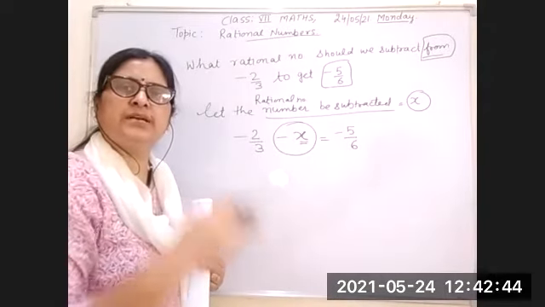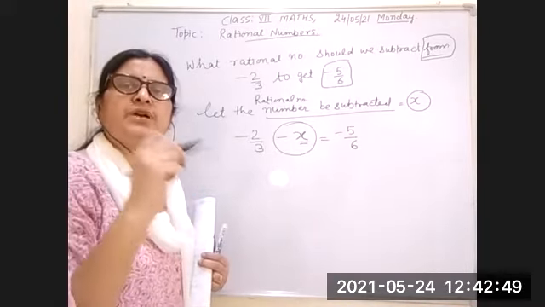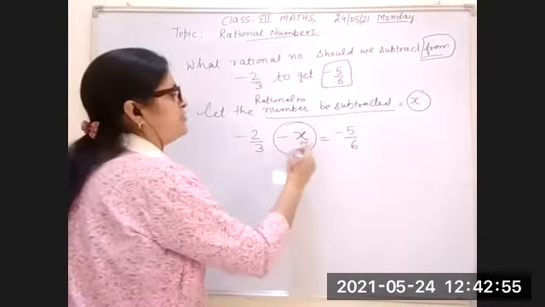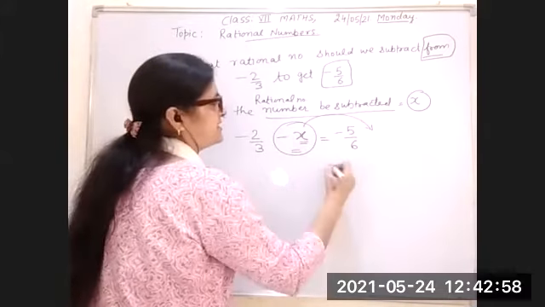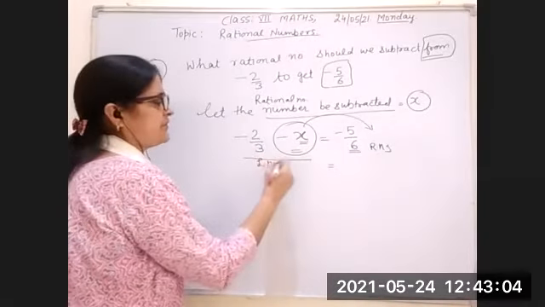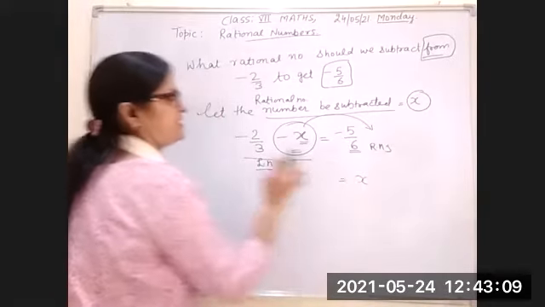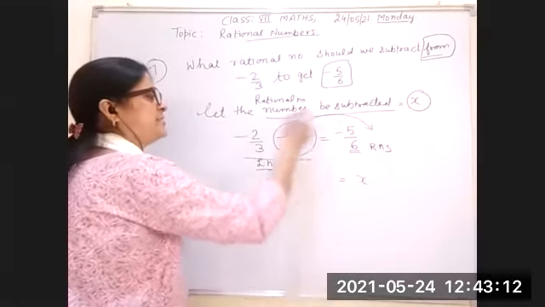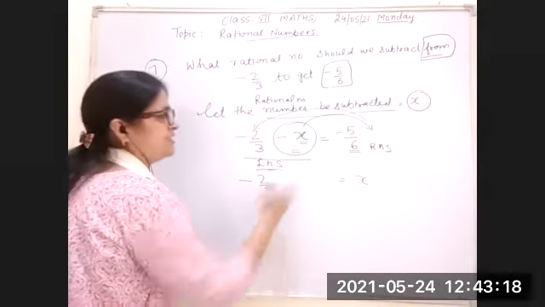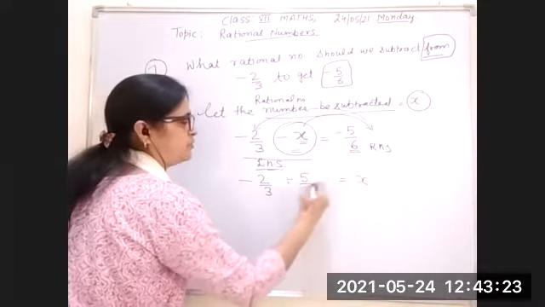You transpose on the right hand side. I told you in the last question also, if you transpose any number from left to right, the sign is changed. So when you transpose minus x on the right hand side, this is your right hand side and this is your left hand side, it becomes plus. And if you transpose minus 5 upon 6 on the left hand side, the sign is also changed. It becomes minus converted into plus.